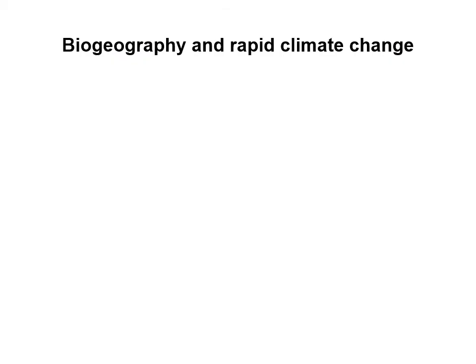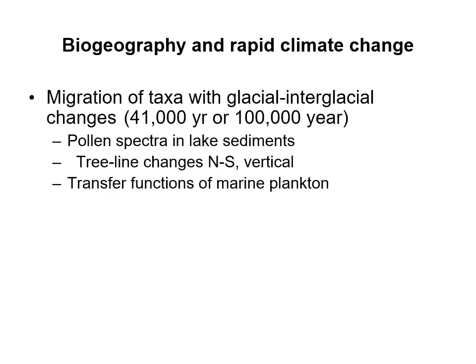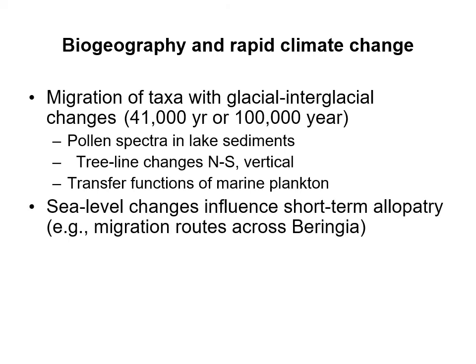Now, we can also use biogeography and paleobiogeography and evidence of climate change to make some analyses as well. If we look at the migration of some species during glacial or interglacial times, whether it's a 41,000 or 100,000 year Milankovitch cycle, we can see changes in pollen spectra in lake sediments. We can see changes in tree lines from northern to southern, or in vertical sections, and also look at how different marine plankton will transfer and function throughout time and space.